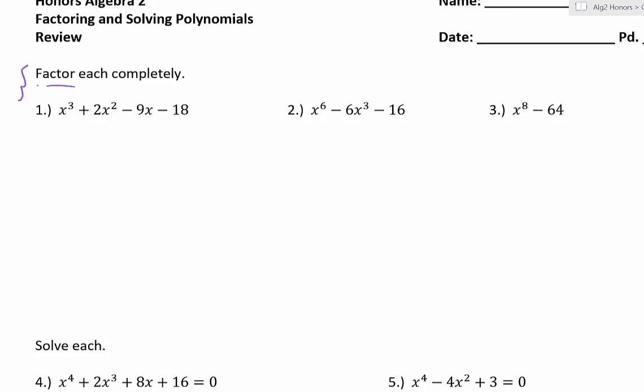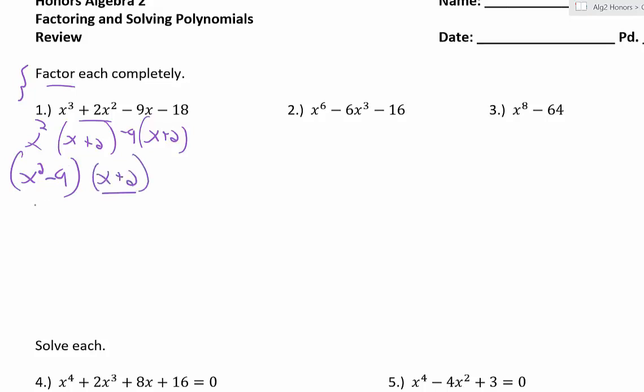Alright, let's take a look at our factoring first. All we have to do is factor, so it doesn't matter what it comes out to. X squared is the GCF, times x plus 2. We need x plus 2 again, making the GCF negative 9. So I have x squared minus 9 and x plus 2. X plus 2 is done, but x squared minus 9 needs to become x plus 3 and x minus 3, as it is a difference of two squares.